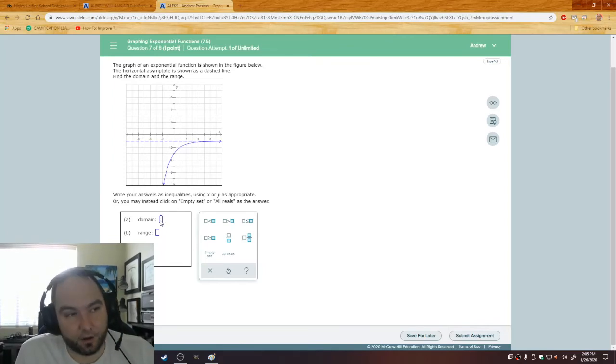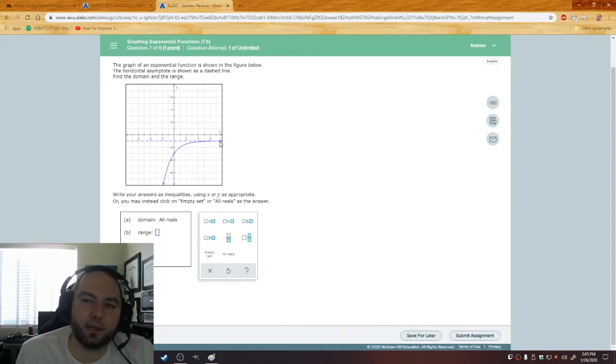The domain of all exponential functions is all reals. All real numbers, technically, but all reals. Because it goes right forever and left forever. There's no point to the right where you wouldn't see some piece of line. There's no point to the left where you wouldn't see some piece of line.